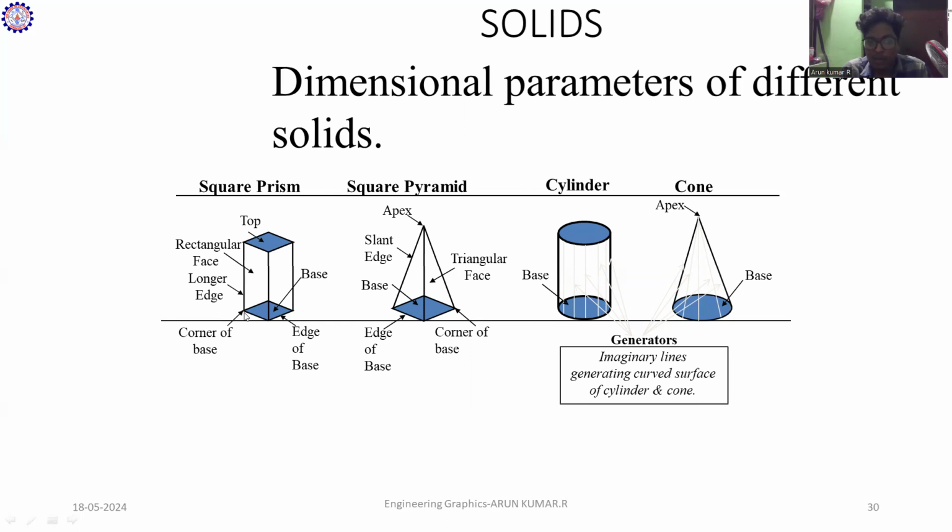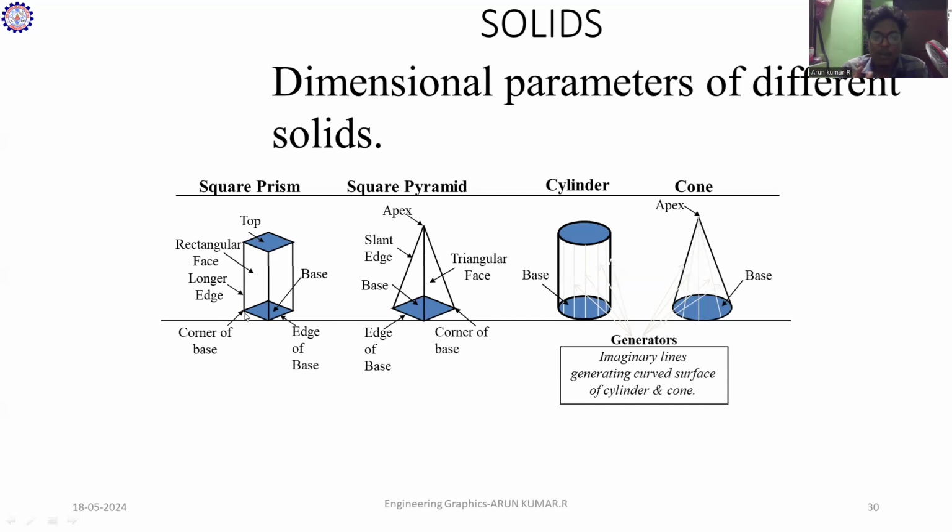Let's take a square prism. The square is the base. Then it has a certain height, and then the top portion. The bottom portion is the base, and the top portion has the same shape. Whatever shape you draw in the base, that same shape will be there in the top portion.